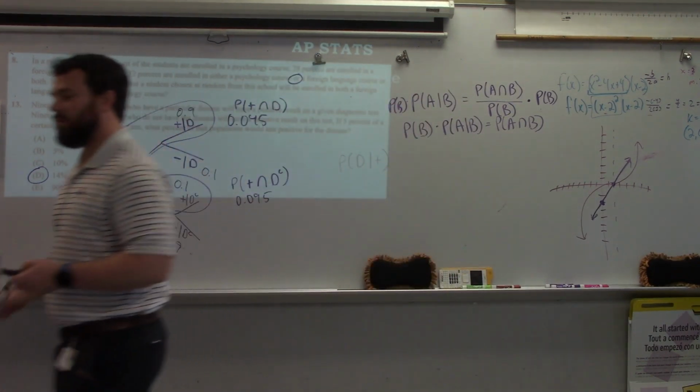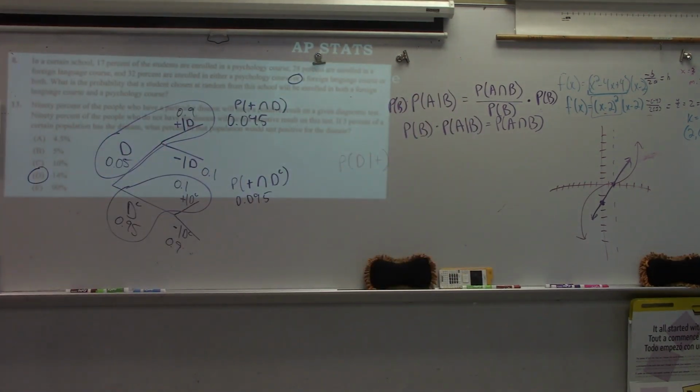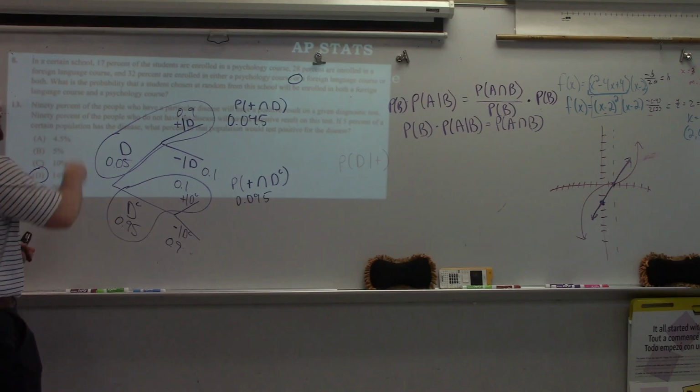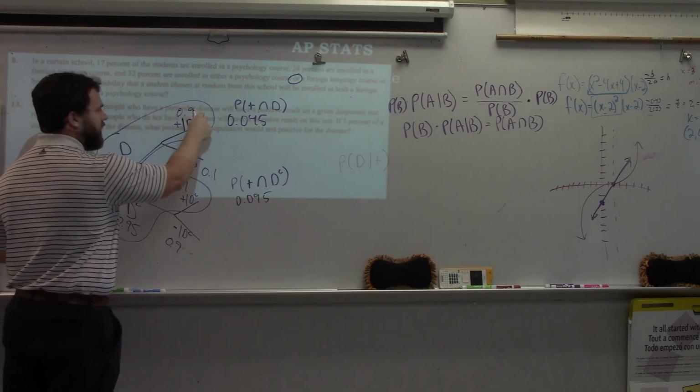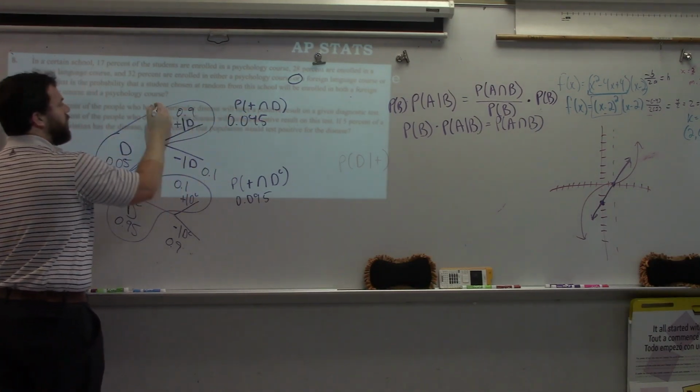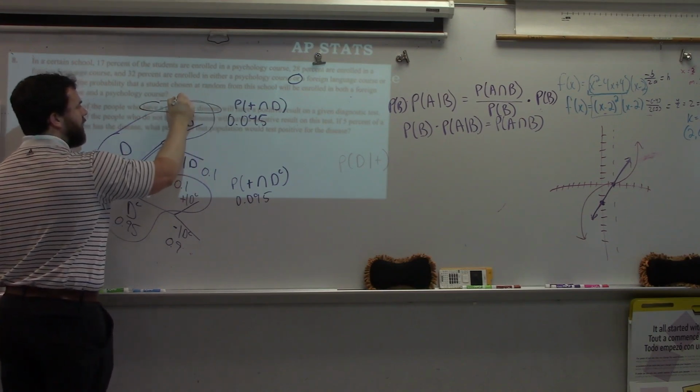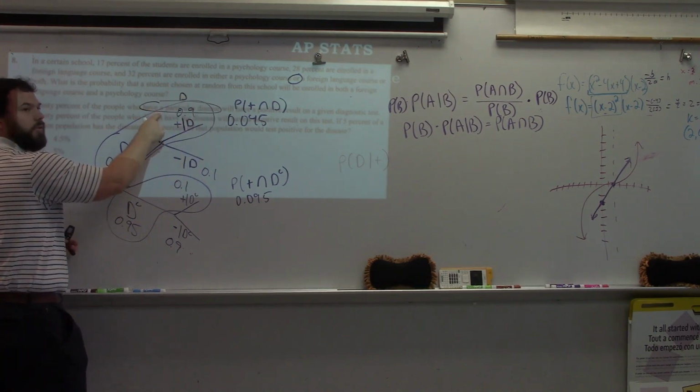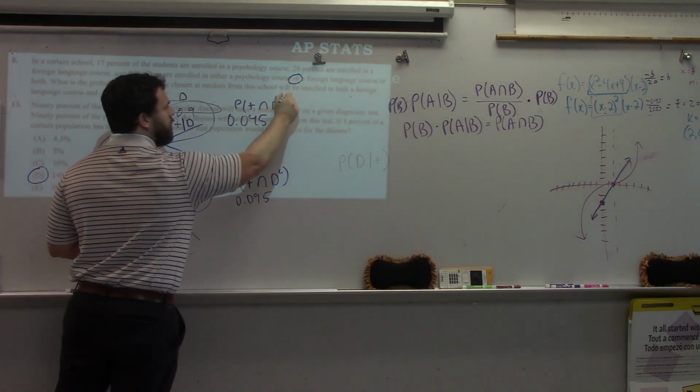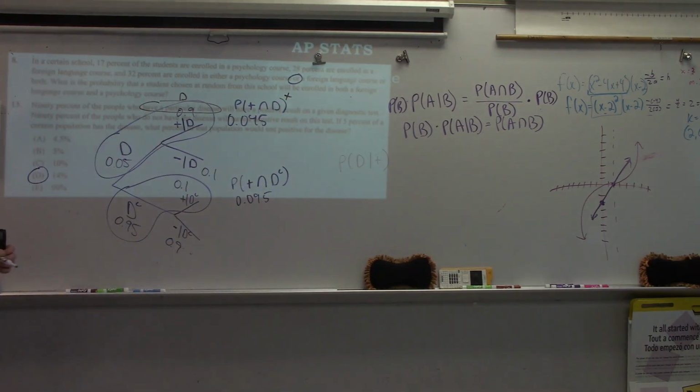Say again, Josh? I wasn't sure it was conditional looking at it. It is though. The reason we need to recognize it is because it says 90% of the people who have a disease will test positive. So there's the condition that they have the disease. Of those who have the disease, they are testing positive. So it is a relationship between those two. There's the condition that they have the disease. 90% of 5%? So 90% of that 5%.